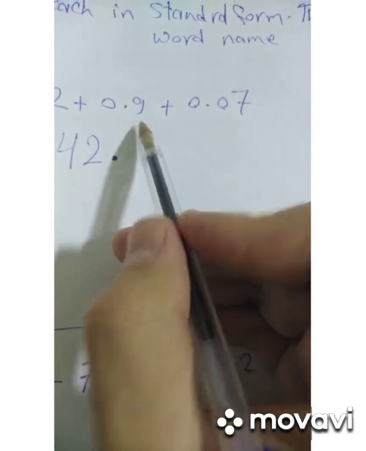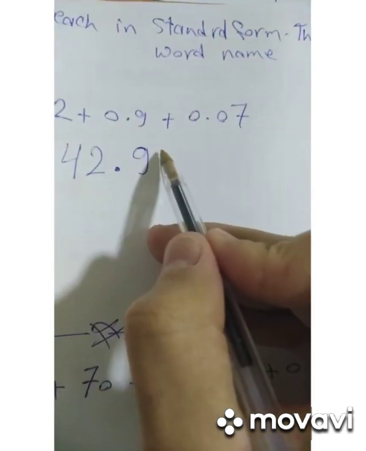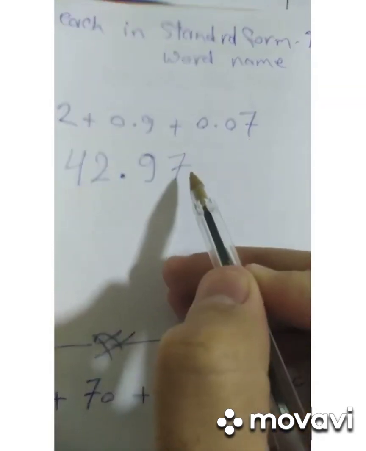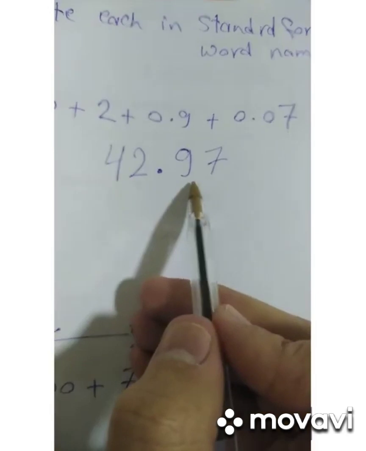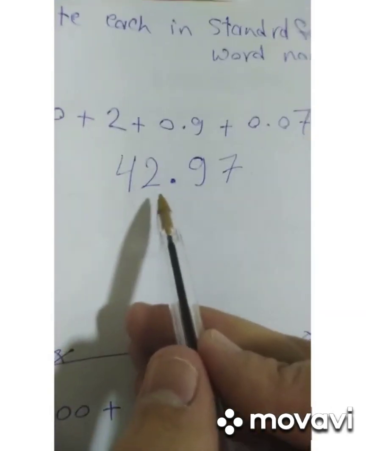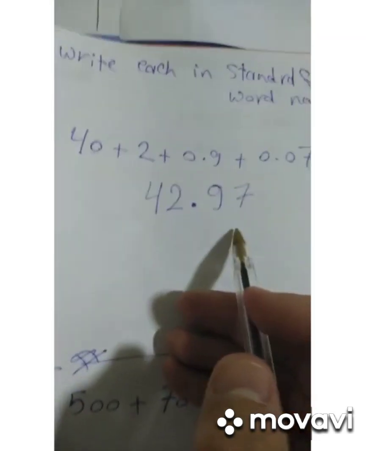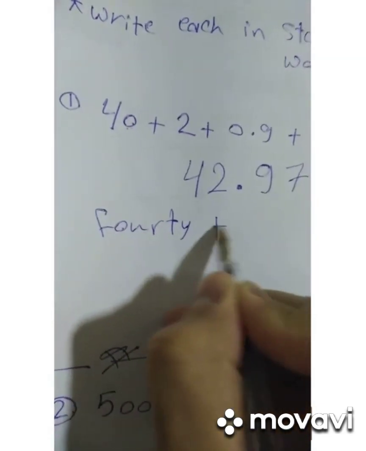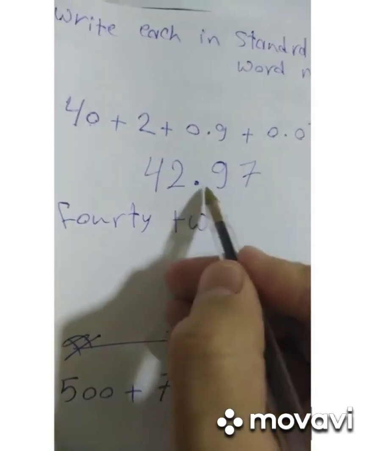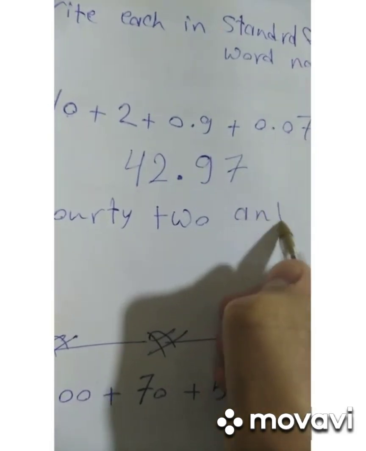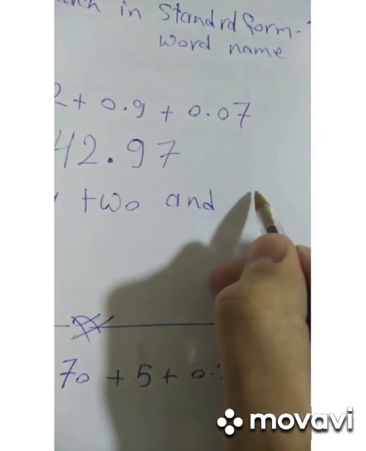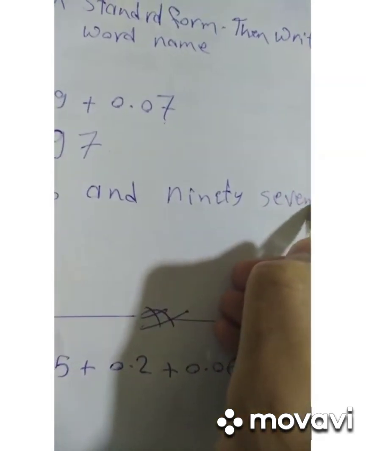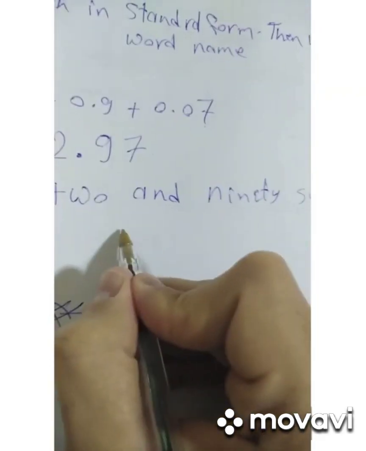So we have 9 in tenths. So put 9. Then hundredths. Where is hundredths? Yes, we have 7 hundredths. So in hundredths we put 7. So our decimal number now in standard form is 42 and 97 hundredths. Let's write it. Yes, 42. The decimal point means and 97 hundredths.